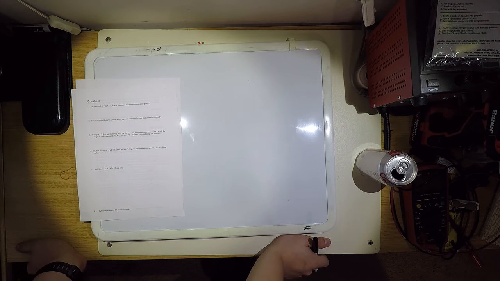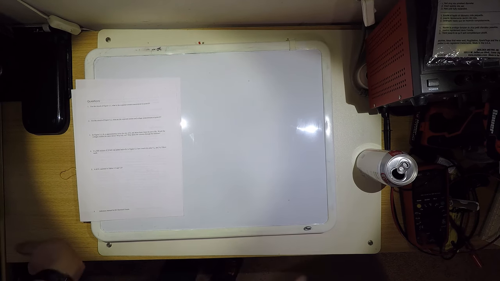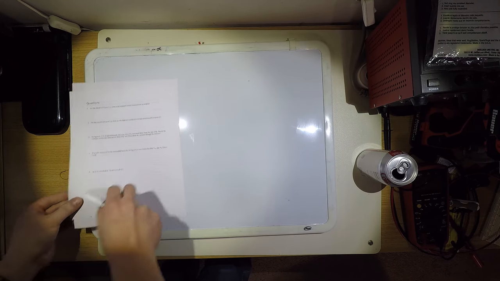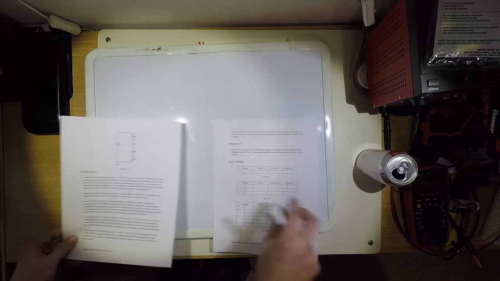Now, for Lab 5, question 4: If a fifth resistor of 10K was added below R4 in figure 5.2, how would this alter VAC and VB? Show your work. Well, let's start by drawing figure 5.2.